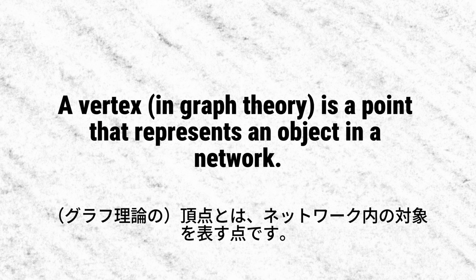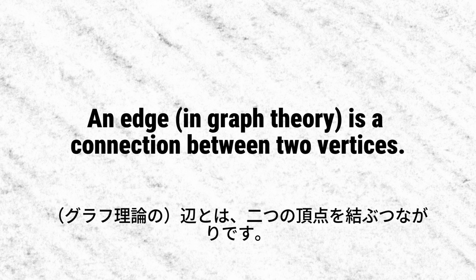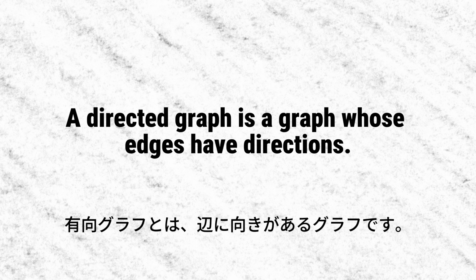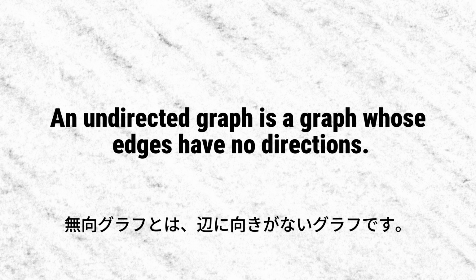A vertex, in graph theory, is a point that represents an object in a network. An edge, in graph theory, is a connection between two vertices. A directed graph is a graph whose edges have directions. An undirected graph is a graph whose edges have no directions.